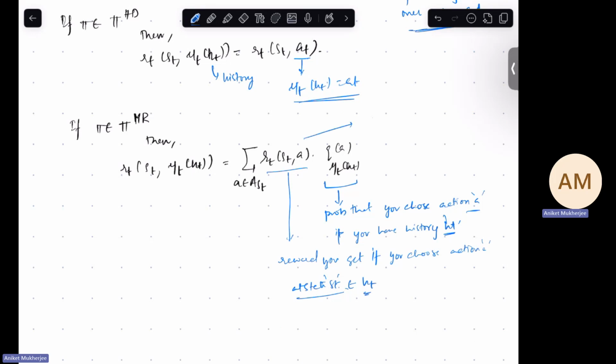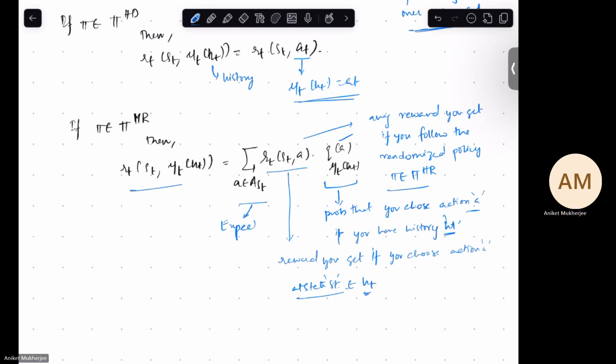So this is basically your average reward you get if you follow the randomized policy pi. Because your policy is random, the actions that you choose will be random. Therefore, the reward is an expectation over the randomized policy or the actions. Okay.